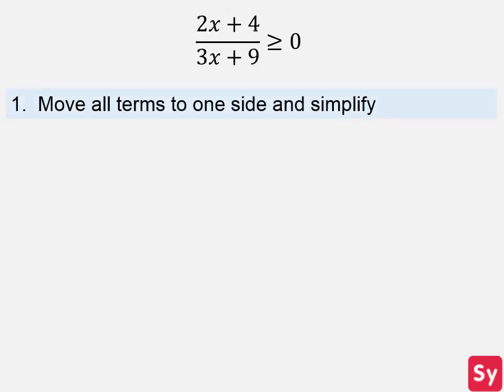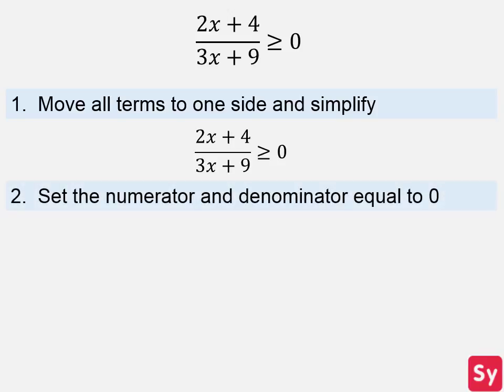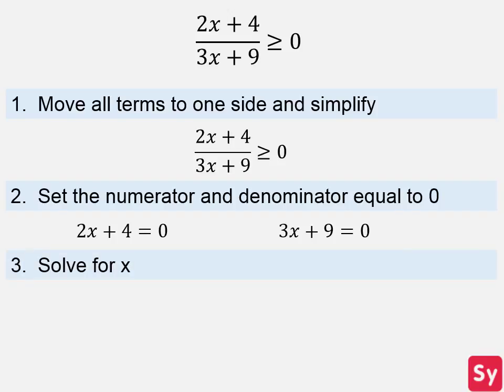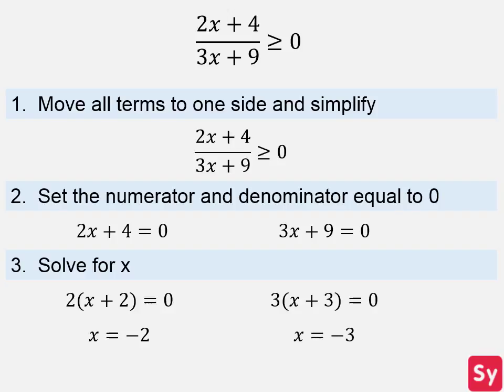Let's see some examples. First example, we have (2x + 4)/(3x + 9) is greater than or equal to 0. First, we want to move all the terms to one side of the inequality. This step is already done, so we can go on to the next step. Next, we set the numerator and denominator equal to 0. Then, we solve for x. For 2x + 4, we can pull out a 2, and we will get x equals negative 2. For 3x + 9, we can pull out a 3, and we will get x equals negative 3.